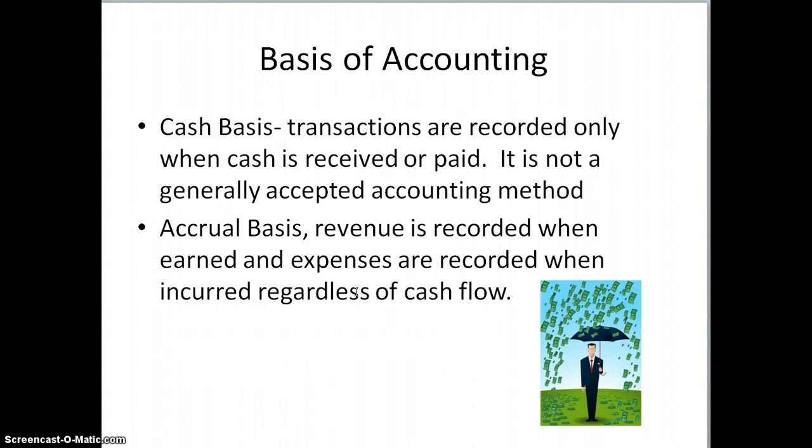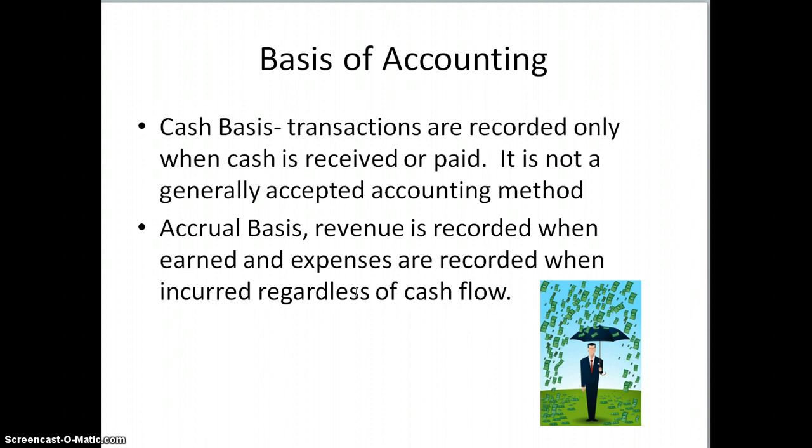The next thing we want to talk a little bit about is the basis of accounting. There are two types of basis you can use. One is a cash basis. The other one is an accrual basis. Cash basis transactions are recorded only when cash is received or paid. It is very common for small businesses and sole proprietors to use a cash basis of accounting. It is not a generally accepted accounting method, so it is not GAAP. If you were a publicly held company that was doing stuff with the SEC, you would not be able to be on a cash basis.